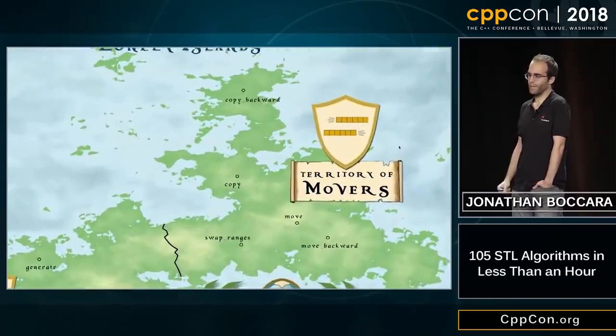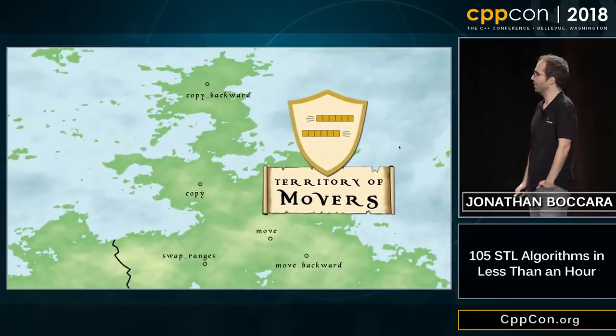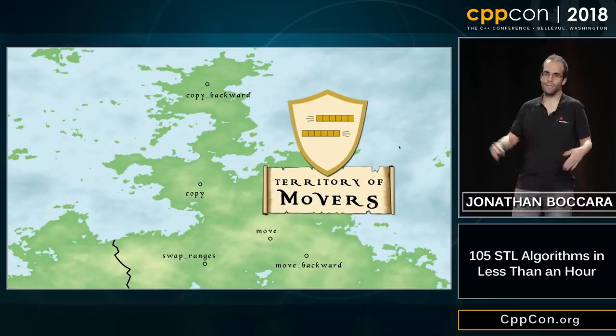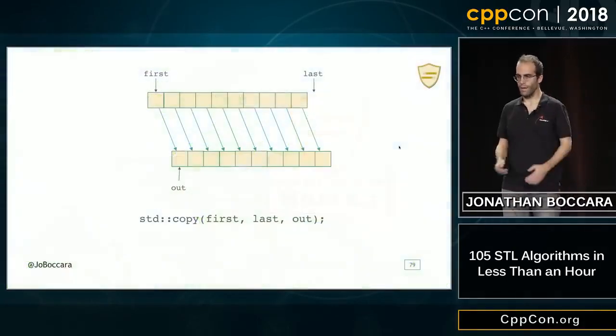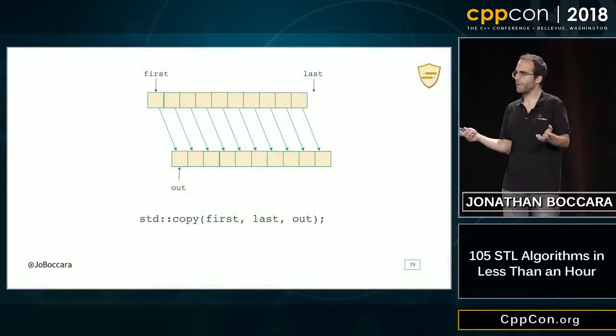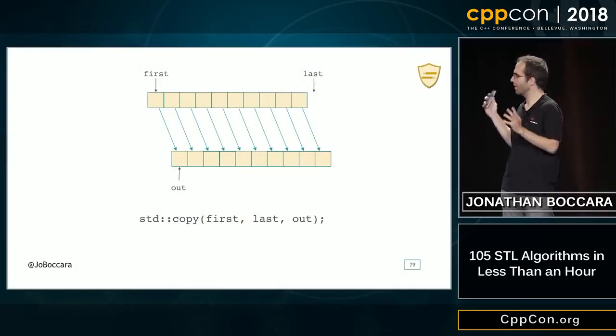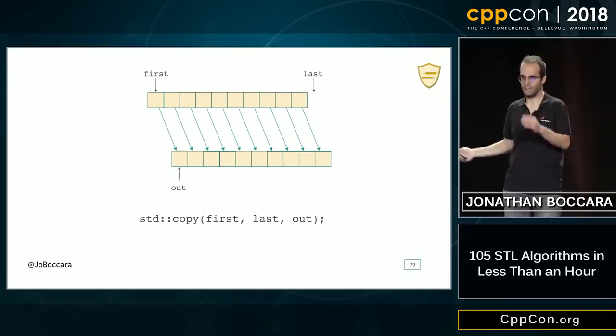So let's go to this place, the place of movers. So movers are algorithms that move things around. The simplest way to move things around is probably to copy them. So std::copy is probably the simplest algorithm in the whole library.